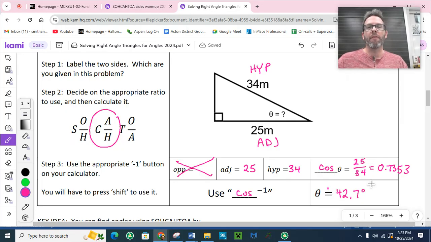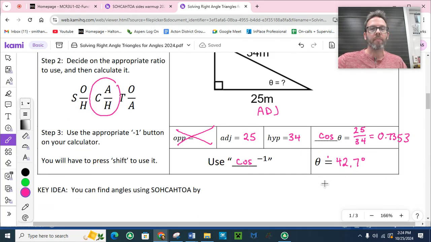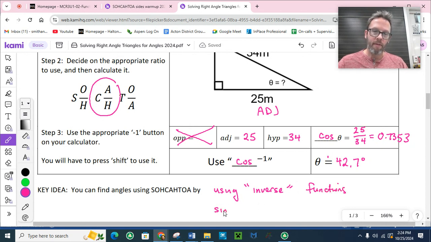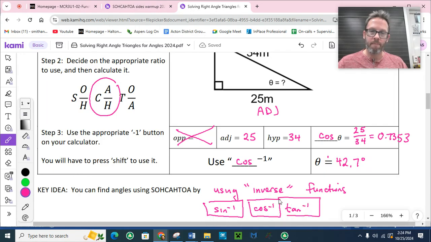All right. It's finding angles with SOHCAHTOA. I know you guys did this last year. It's probably, in my opinion, even easier than finding sides. There are no proportions, no figuring out if it's multiplying or dividing. But the big idea is, you find angles using SOHCAHTOA by using, and this is a word that 3U people know by now, but for the 3M people, inverse functions. So on your calculator, it's these buttons. It's the sine minus 1 button. It's the cosine minus 1 button. And it's the tan minus 1 button. Okay?